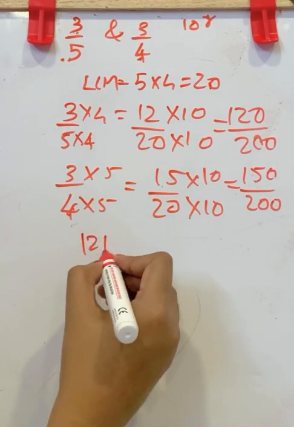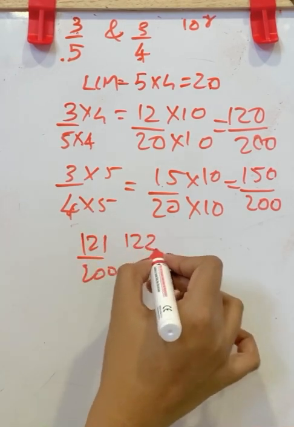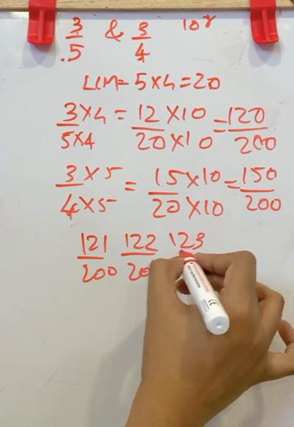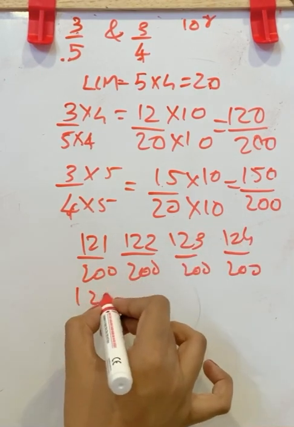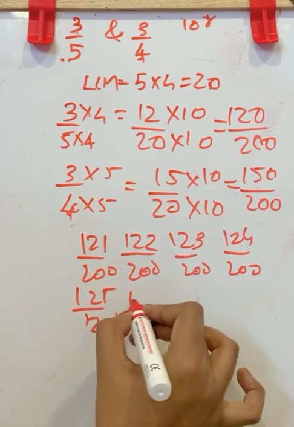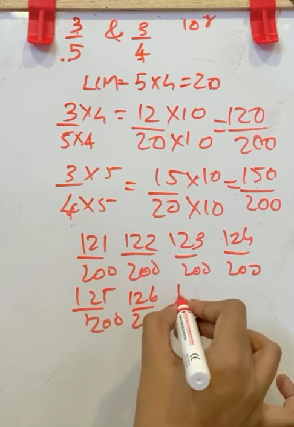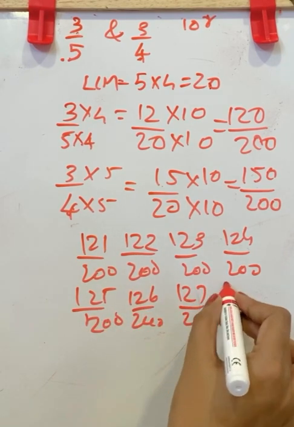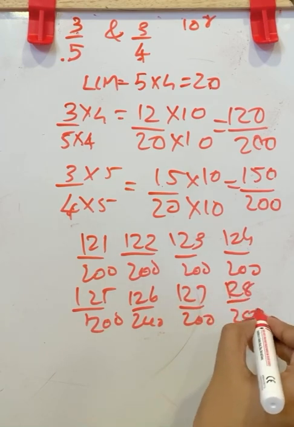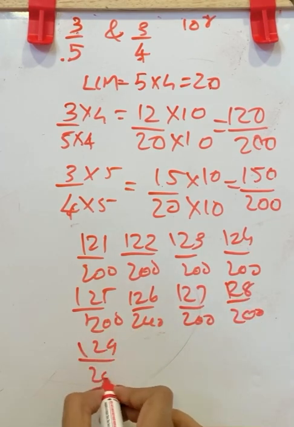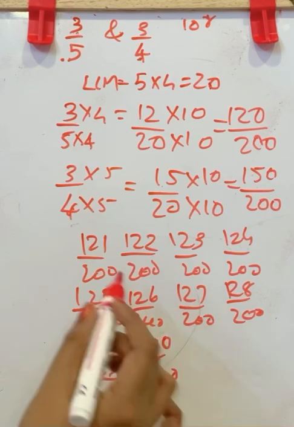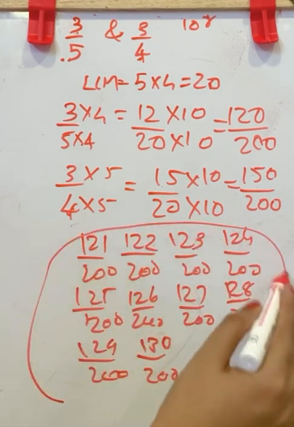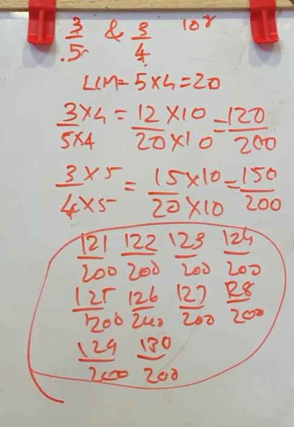That is 121 by 200, 122 by 200, 123 by 200, 124 by 200, 125 by 200, 126 by 200, 127 by 200, 128 by 200, 129 by 200, 130 by 200. Here are the 10 rational numbers between the given fractions.